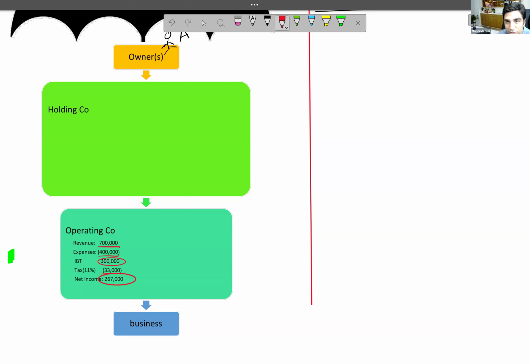How much is the remainder? $267,000 left. They transferred this money here, $267,000 here as tax-free dividend. Make sense? So far, it's only this money is taxed at how much? 11% tax. No more extra tax.